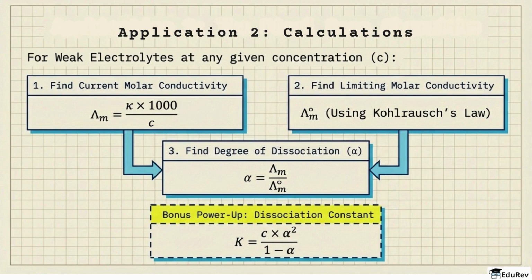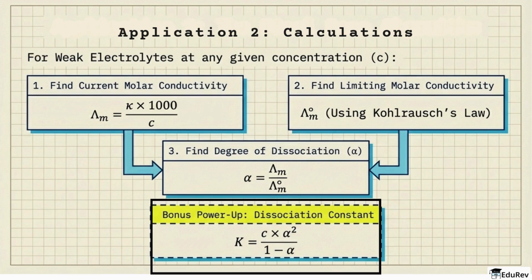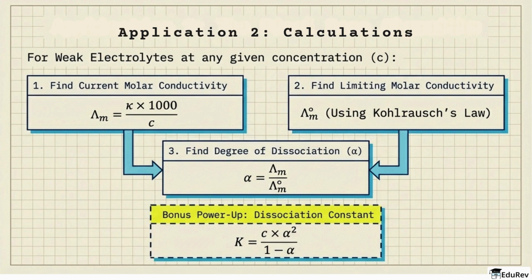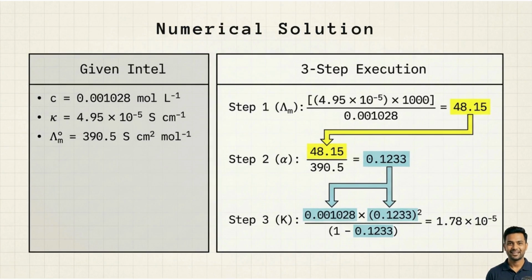Once both lambda m and lambda m naught are known, we can calculate the degree of dissociation, alpha. The formula is alpha equals lambda m divided by lambda m naught. After that, the dissociation constant follows from the concentration and alpha. K equals C times alpha squared divided by the quantity 1 minus alpha. So this page shows the complete workflow for weak electrolytes. First find current molar conductivity, then limiting molar conductivity, then degree of dissociation, and finally the dissociation constant.